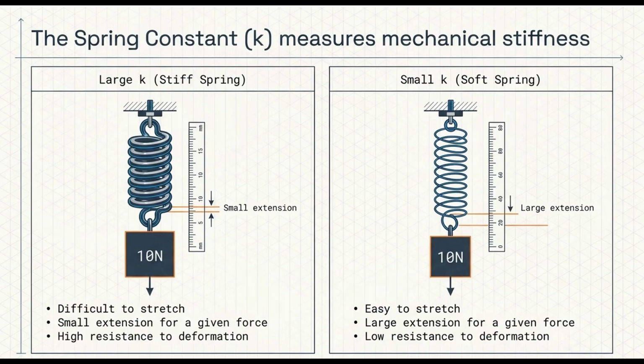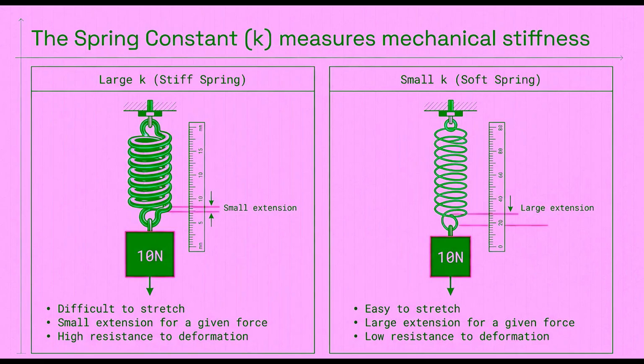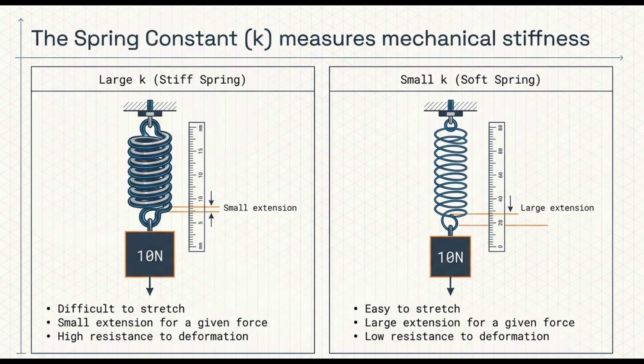In both we provided the same force, 10 Newtons, and you can see the change. For the spring with a larger K, the movement is very small. But for the spring with a small K, the movement is comparatively large. So the stiff spring stretches only slightly while the soft spring stretches much more. Therefore, the spring constant provides a quantitative measure of resistance to deformation.